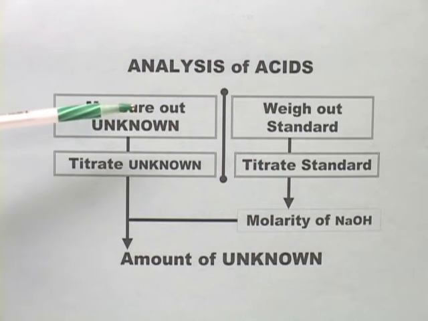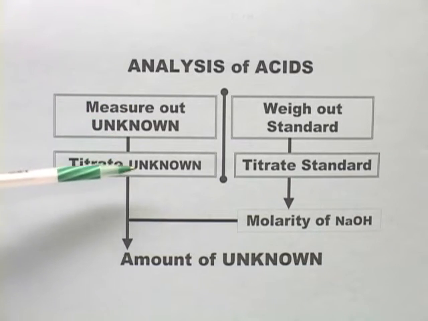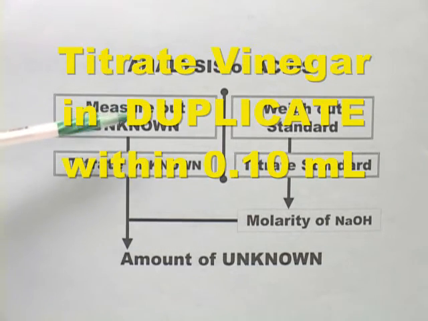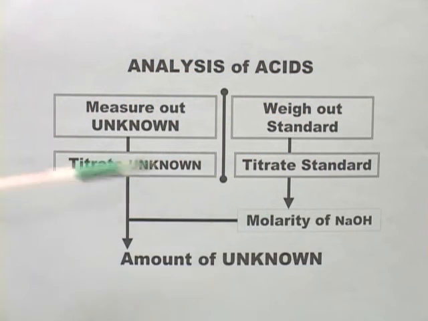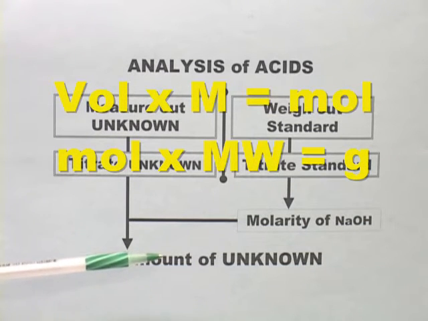Then you will measure out one of your unknowns. The vinegar you will measure out with a pipette. The vitamin C tablet you'll weigh on a balance. And then you will titrate it with this sodium hydroxide to find out how much sodium hydroxide is needed to neutralize the acids in the unknown. Finally, using the molarity of the sodium hydroxide and the amount used here, you will be able to determine the amount of acid in your unknown.